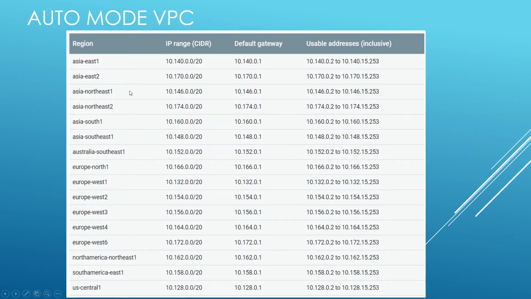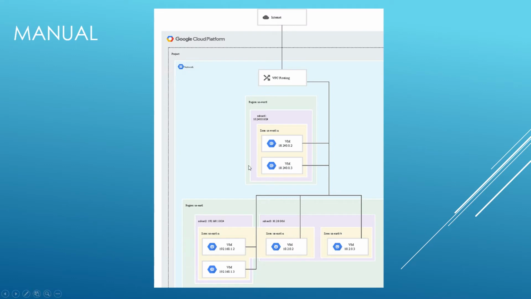This is how the auto mode VPC looks like. As you can see, it has subnets from Asia, Europe, North America, South America. This is an example of manual mode VPC. This one has subnets from US East 1 and US West 1. This way you can control where the resources are going to reside and where the data is going to reside.